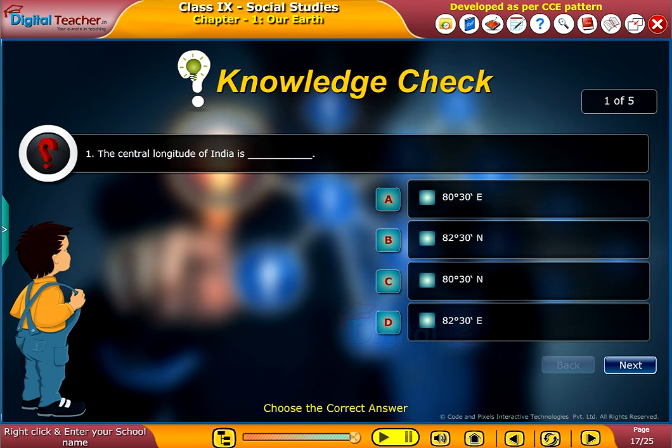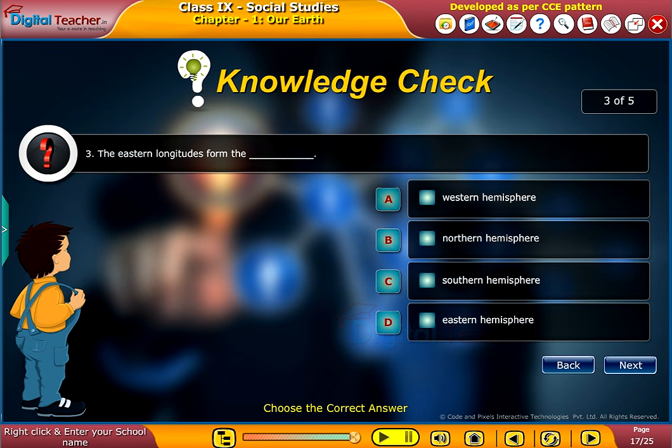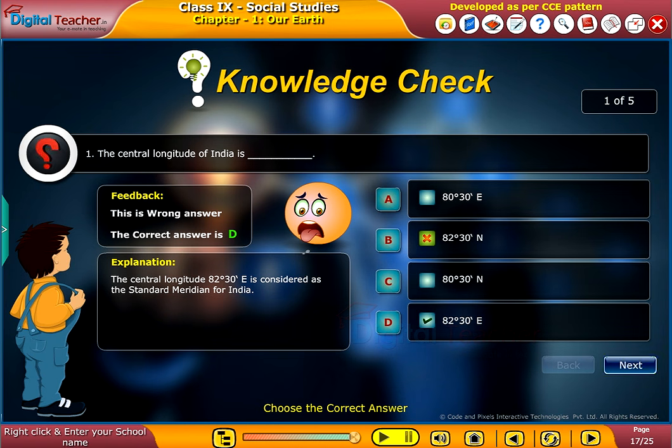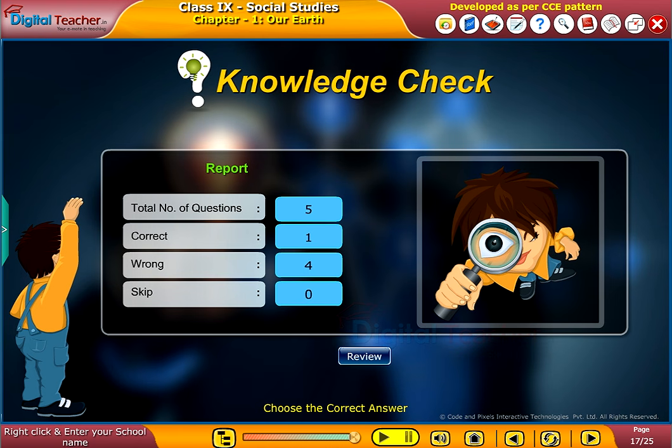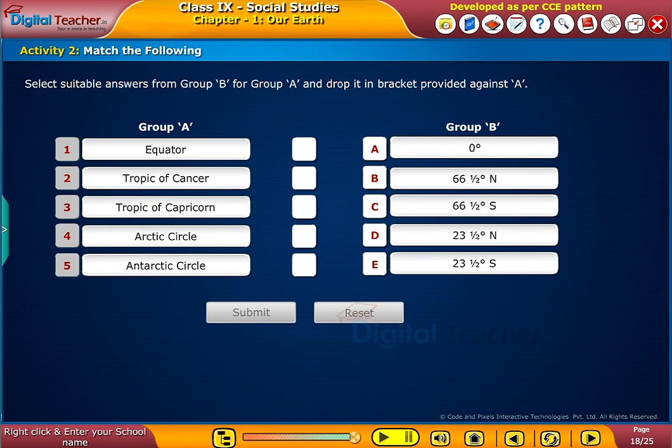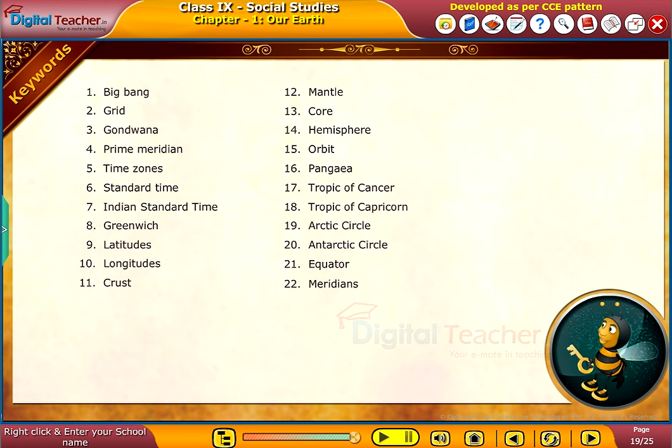Knowledge check. Attempt the following questions to check your understanding. Now, let us perform an activity on Match the Following. Select suitable answers from Group B for Group A and Keywords. List of keywords are shown on the screen.